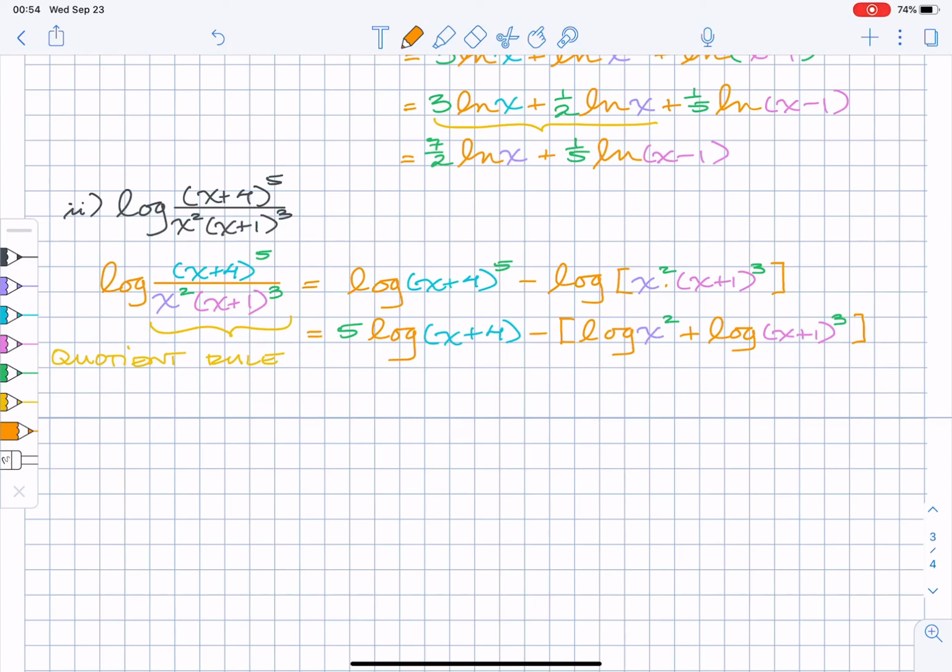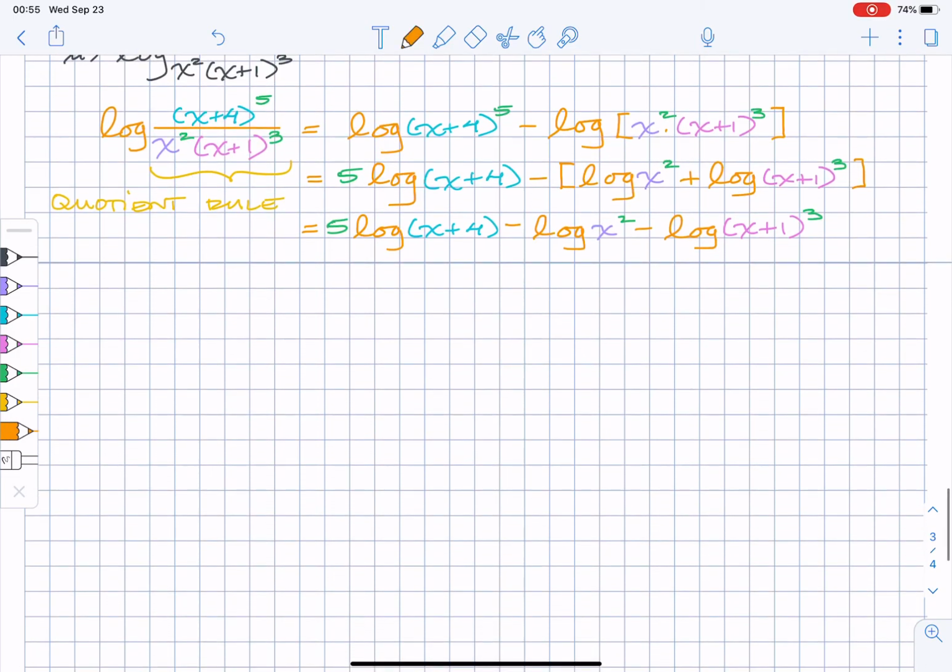Okay, so let's go ahead and distribute the negative inside that bracketed remark. So we'll have 5 log of the quantity x plus 4 minus log of x squared, and then once again minus log of the quantity x plus 1 cubed. Now notice anything that was in the denominator has a minus preceding it. Okay, going to the next page.